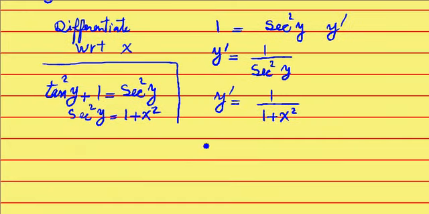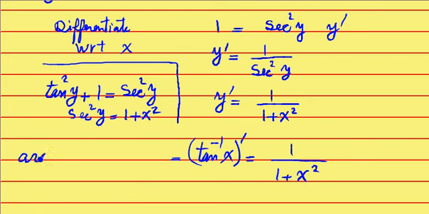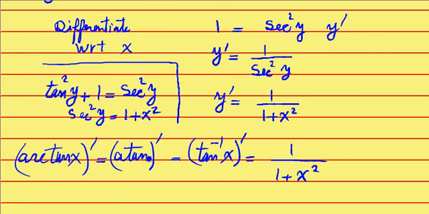Let's rewrite this one more time. The derivative of tangent inverse of x is equal to 1 over 1 plus x squared. Just to make sure we get used to the other style of writing this as well, let's write arctangent prime of x, or arctan prime of x. They are all equal to 1 over 1 plus x squared.